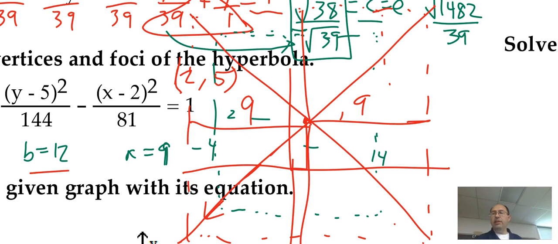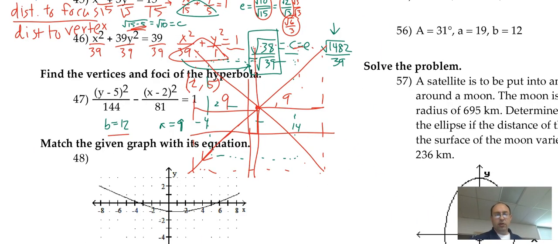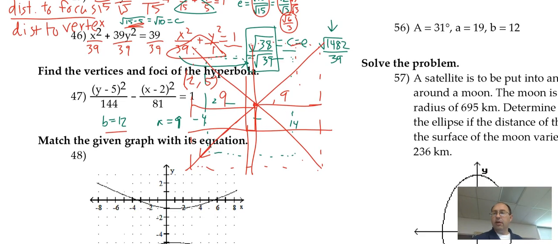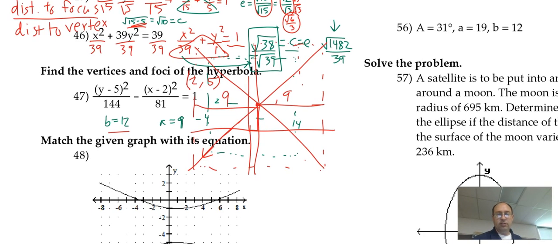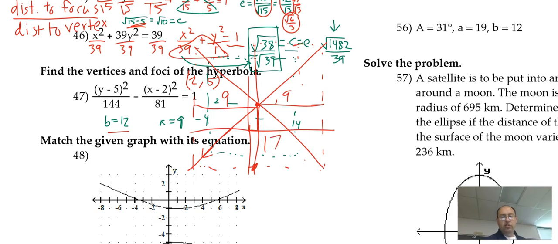Okay, it does open up and down. See if I can zoom out here. So if this is the edge of my box and my vertex, why didn't it stop? Okay, there. That vertex should be 12 units below 2, 5. So that would be 2, negative 7. So that should be one of my vertices. And the other one up here, in the middle of my question 46, is 12 units above. So that would be 2, 17.